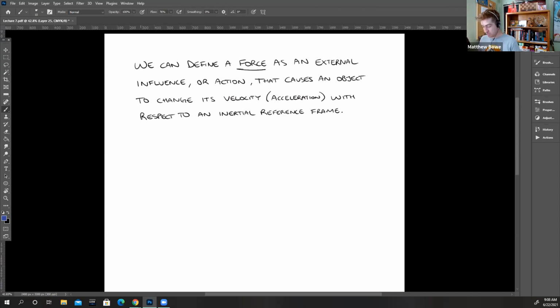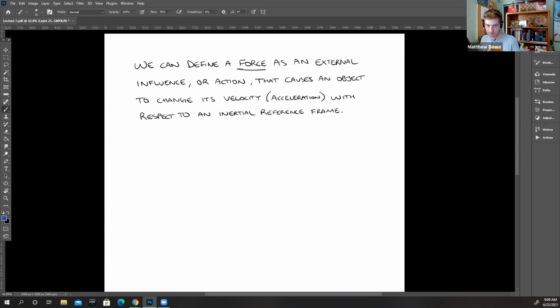With respect to the inertial reference frame. So just think of everything as all a part of the same reference frame. A force is something that will act upon another object, making it change its velocity.